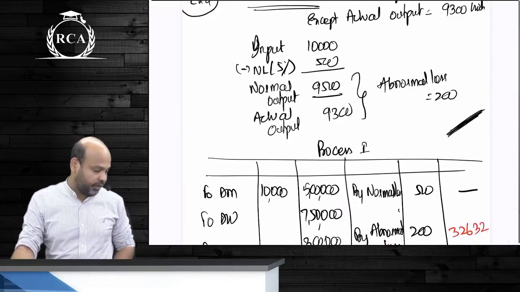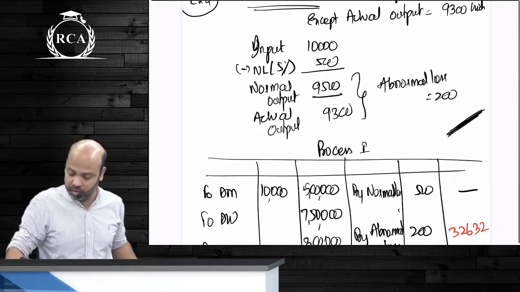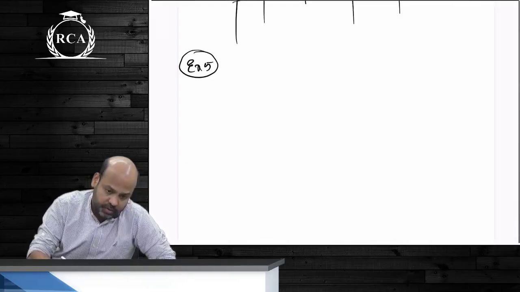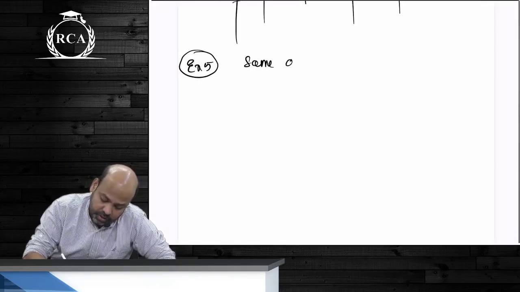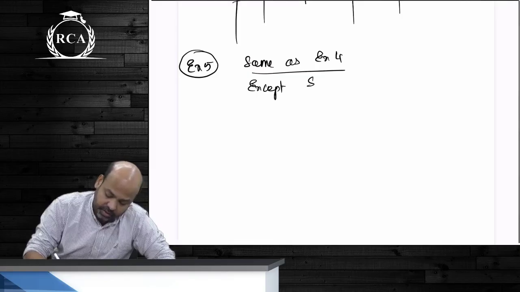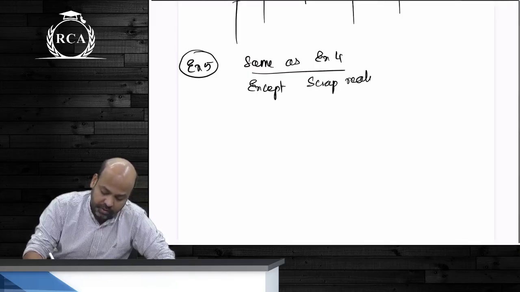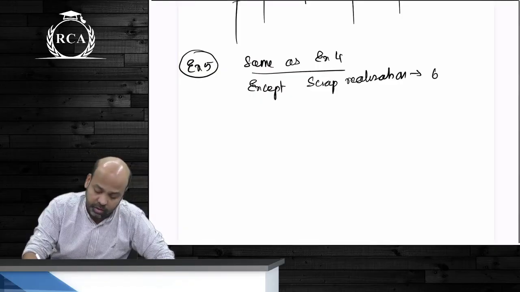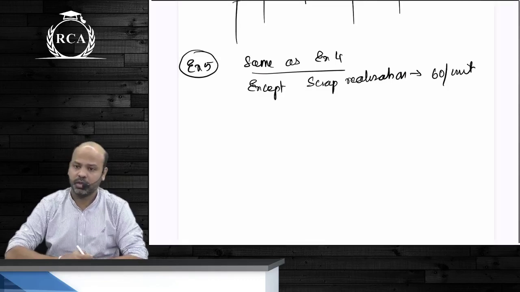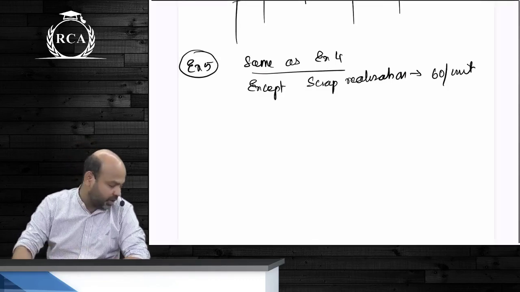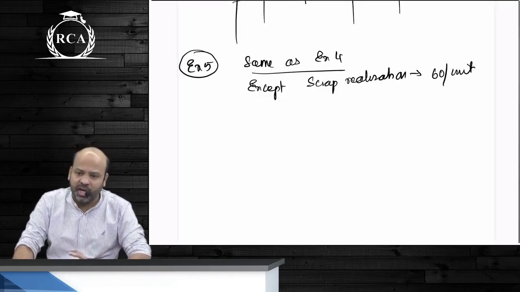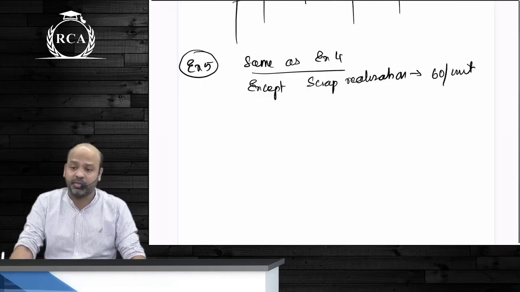Right till this point, guys, abnormal loss of 200 units. Same as example. What was the example? Same as example 4, except beta, scrap realization is 60 per unit. Whether it is normal loss or abnormal loss does not matter, guys. You will be getting an amount of 60 rupees per unit. Scrap realization is 60 rupees per unit. You still have an abnormal loss of 200 units. You will still transfer only 9,300 units to the next process.